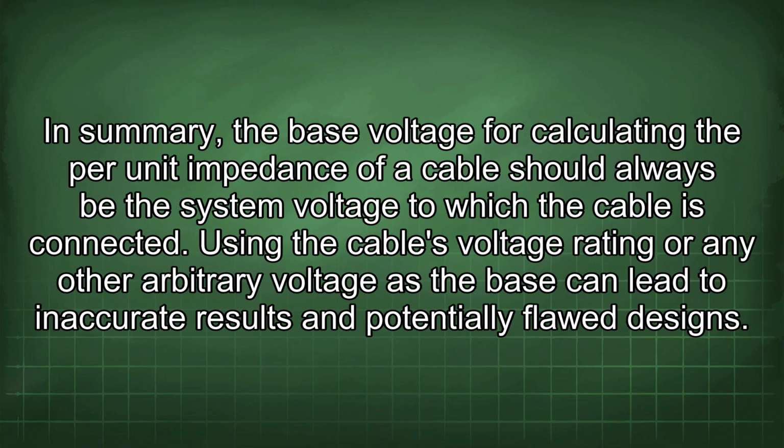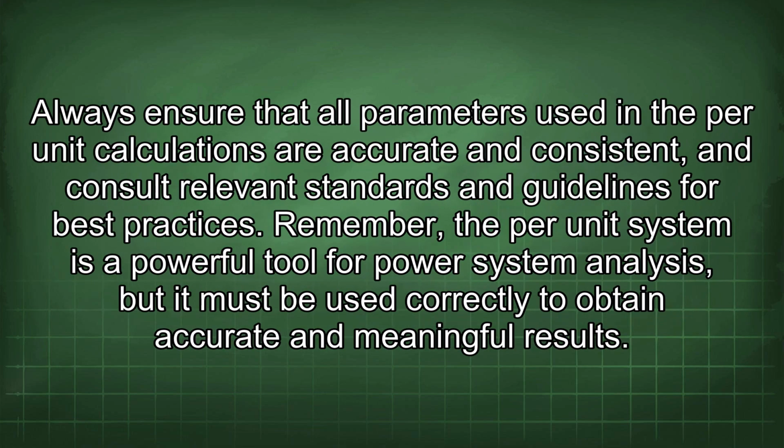In summary, the base voltage for calculating the per unit impedance of a cable should always be the system voltage to which the cable is connected. Using the cable's voltage rating or any other arbitrary voltage as the base can lead to inaccurate results and potentially flawed designs. Always ensure that all parameters used in the per unit calculations are accurate and consistent, and consult relevant standards and guidelines for best practices.